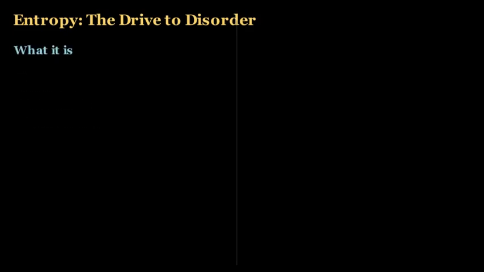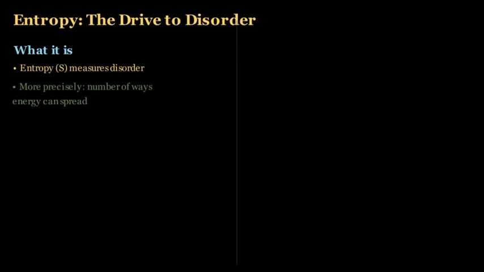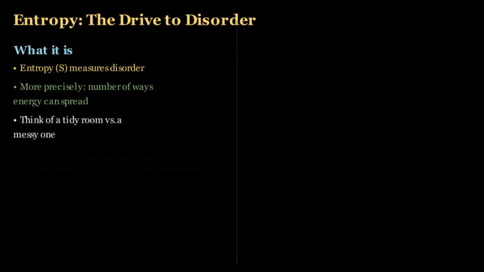Entropy, given the symbol S, is a measure of disorder. But a better, more precise way to think about it is this: it's the number of ways energy can be spread out among the tiny particles in a system. Imagine a perfectly tidy room.